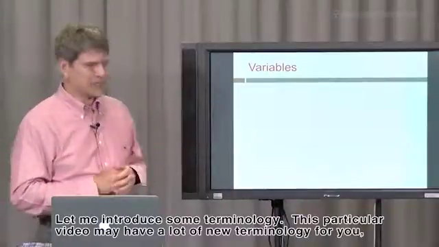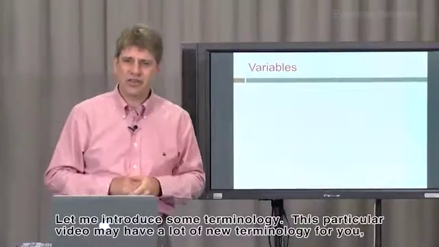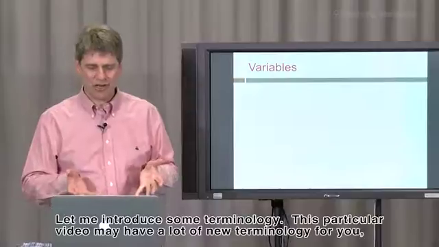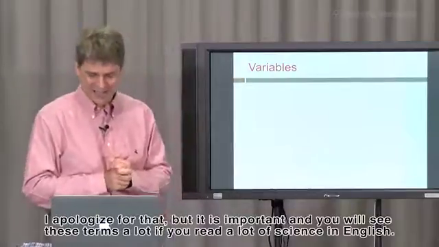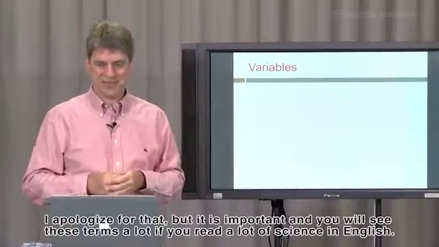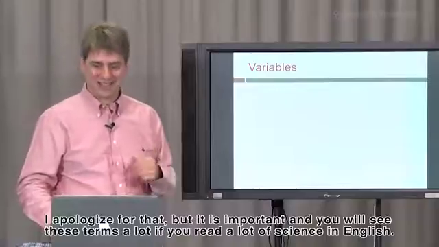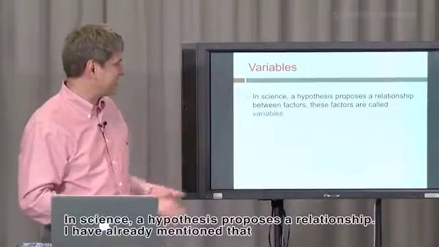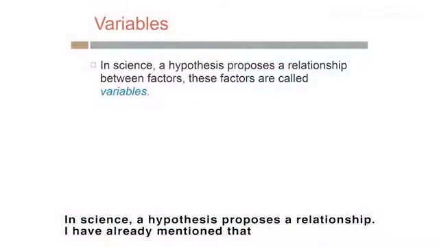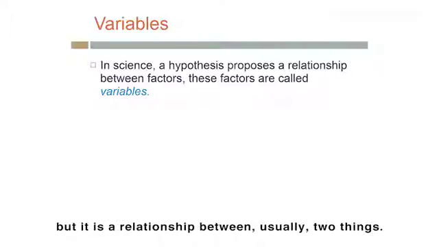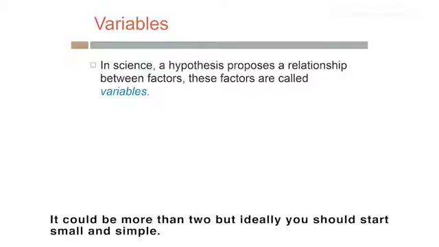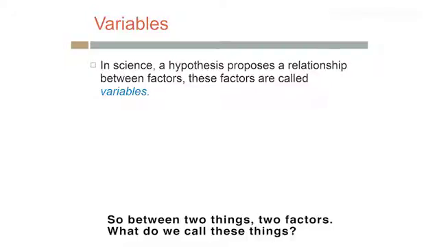Now, let me introduce some terminology. This particular video may have a lot of new terminology for you. I apologize for that, but it's important, and you'll see these terms a lot if you read a lot of science in English. In science, a hypothesis proposes a relationship. So I've already mentioned that. But it's a relationship between usually two things. It could be more than two, but ideally you should start small and simple. So between two things, two factors.